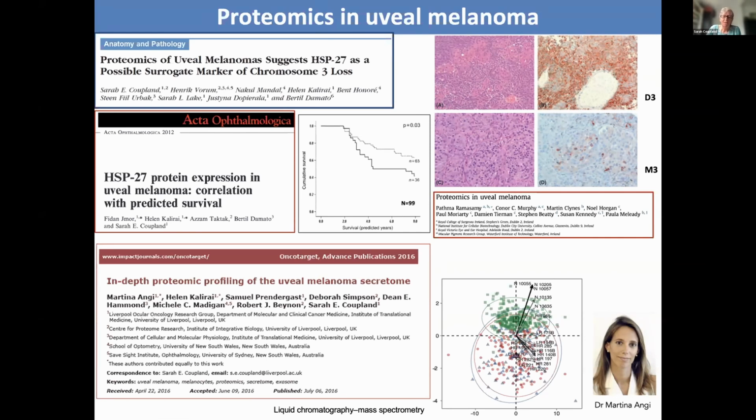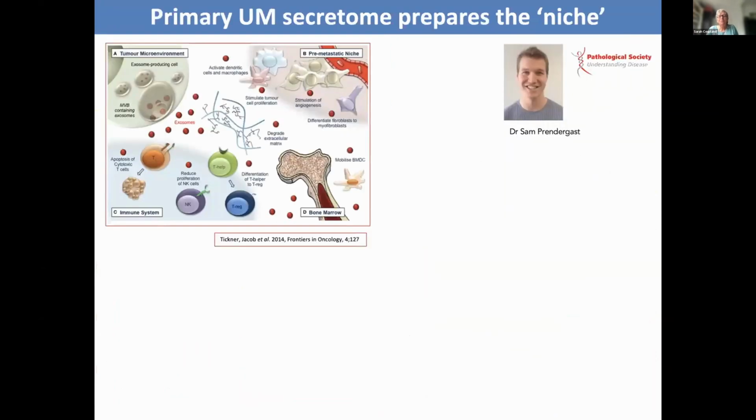This was work undertaken by Dr. Martina Angi, who was a PhD student at that time, and then it was continued by another PhD student, Sam Prendergast, who then looked at this secretome and looked to see whether the proteins were packaged in so-called exosomes or were they free floating. And we found that the vast majority were within exosomes.